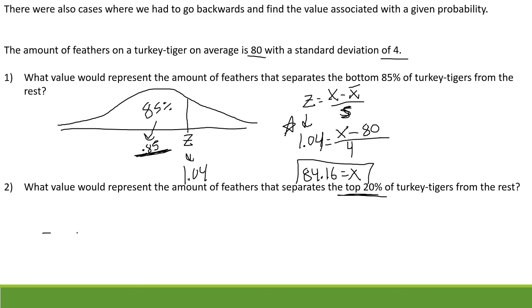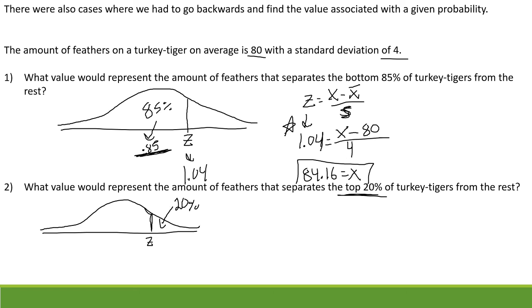So when I make my little graph here, there it is, I want the z-score. We'll do it right here. I need to figure out the z-score first that separates the top 20%. So right here, that's 20%. Well, here's the problem. My table only goes from the back end, remember. I can only look up values that are behind the z-score.